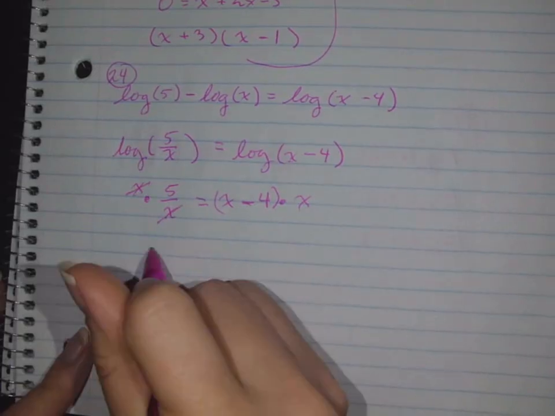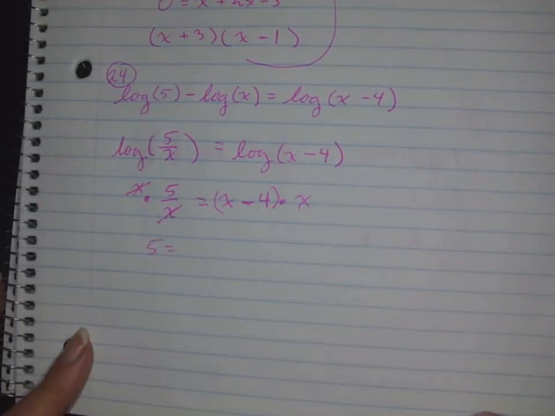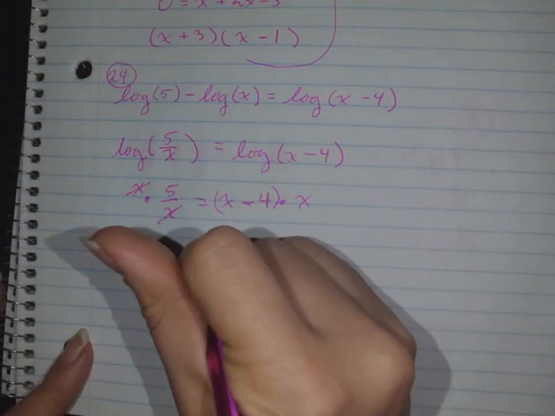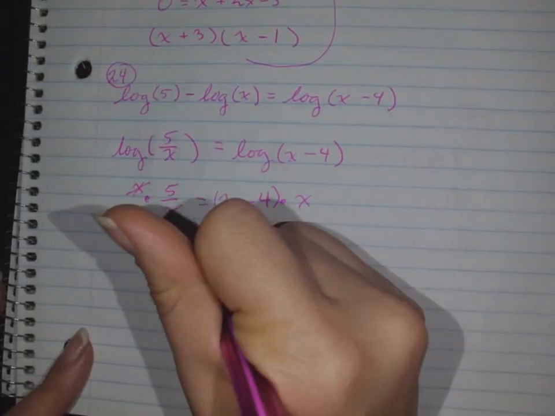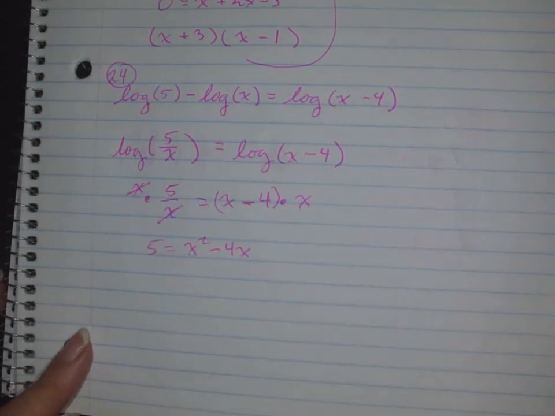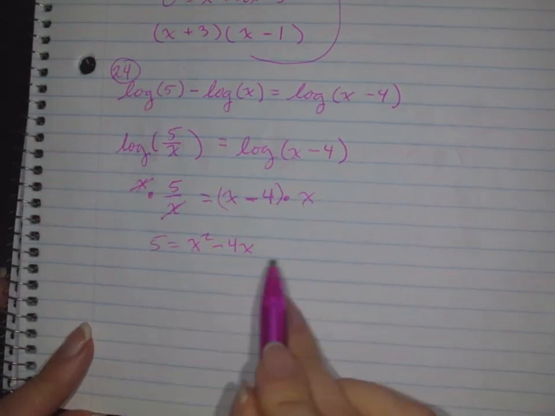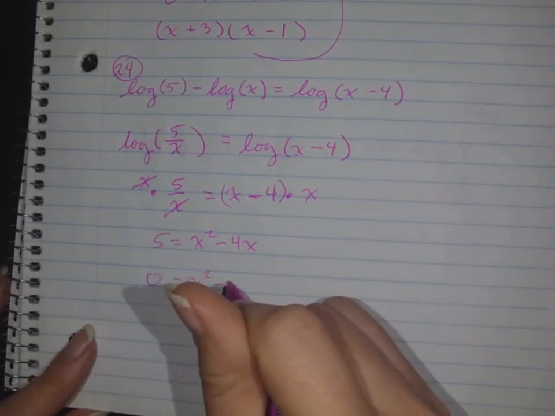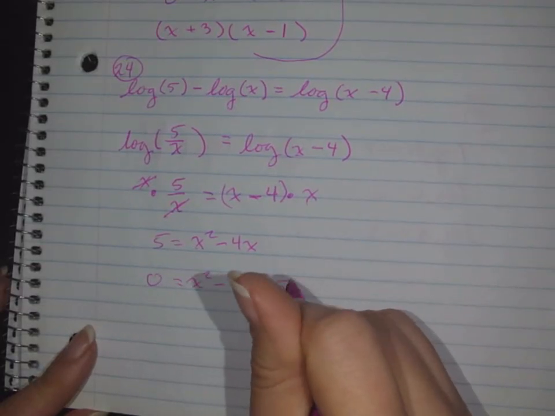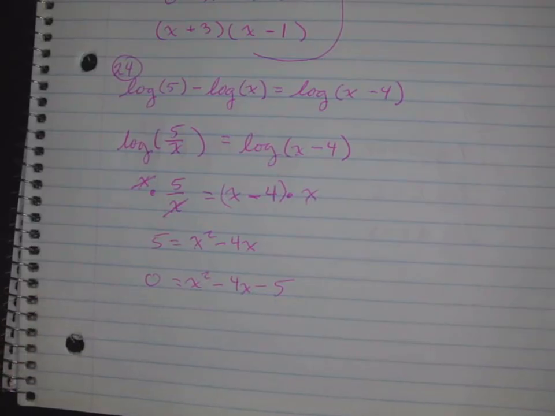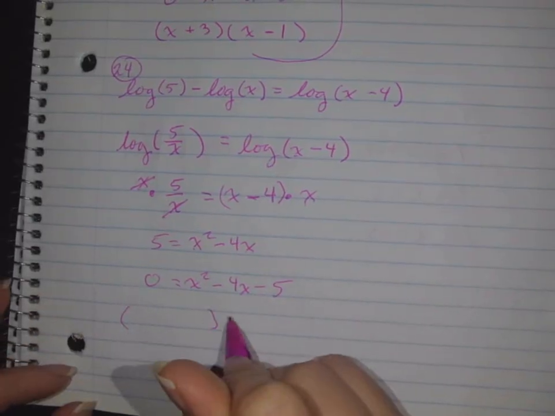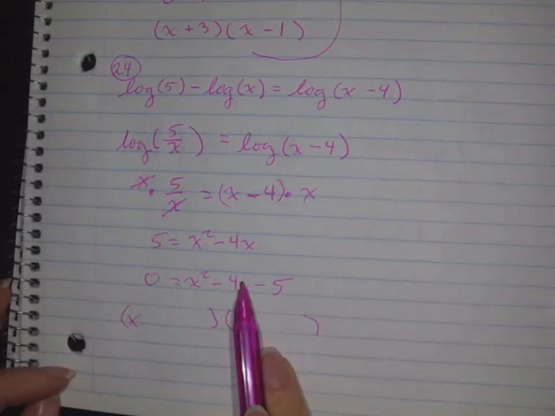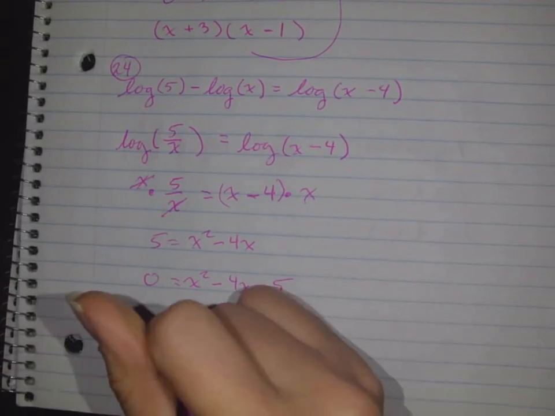This x cancels, so we have 5 is equal to, now I'm going to distribute this. So I'm going to get an x squared minus 4x. Let's subtract the 5. So we'll have 0 is equal to x squared minus 4x minus 5. Okay, we need two values that multiply to negative 5 and add to negative 4.